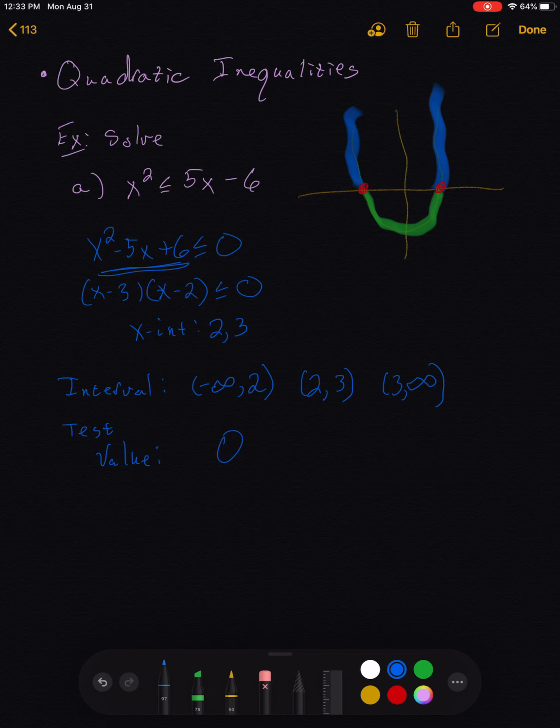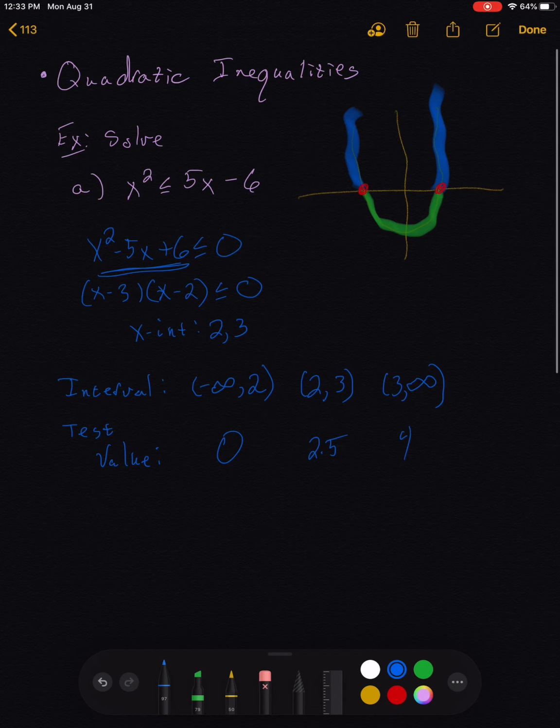From 2 to 3, unfortunately, there are no whole numbers between 2 and 3, and I can't use the endpoints themselves, so I have to get a little creative. I'll use 2.5, or you could write it as 5 halves if you wanted to use a fraction. Either one's fine. And then from 3 to infinity, we'll check 4. That's the smallest whole number on that interval.